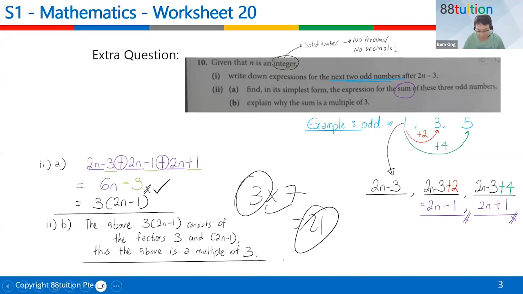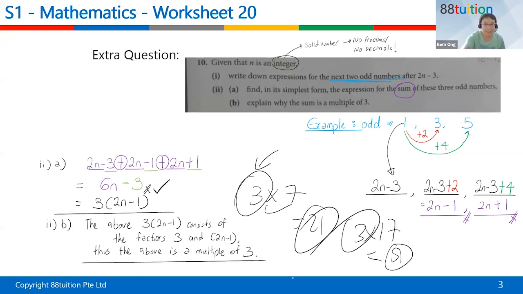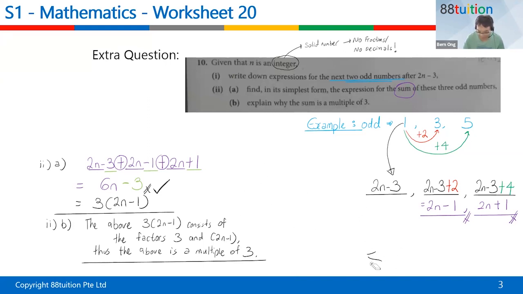21 is a multiple of 3. Can divide by 3, because there's a 3 outside already. So you give it anything, 3 times 17, no problem. 3 times 17 is equal to 51. 51 inside got the 3 already, right? Understand or not? So you have to show that there is a 3 down there, to make it a multiple of 3. Understand or not, children?